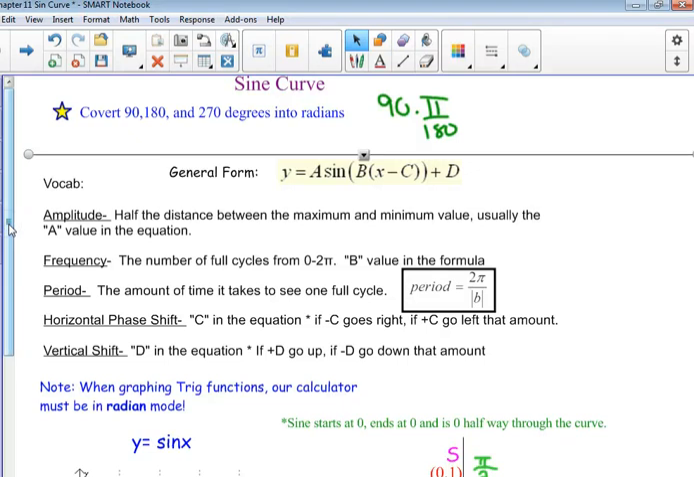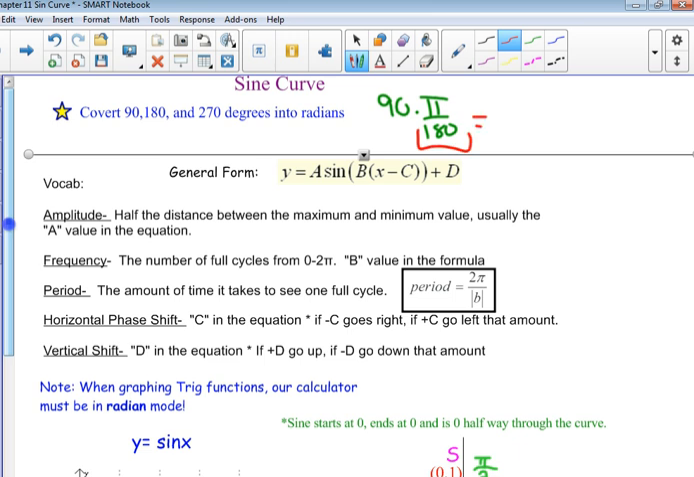Talk about these trig graphs. We're going to learn how to graph sine, cosine, tangent, cosecant, secant, cotangent, all that kind of stuff. Today we're just going to talk about sine. It's going to be really important that you know how to convert degrees into radians. So maybe you told me that you're going to multiply by pi over 180.